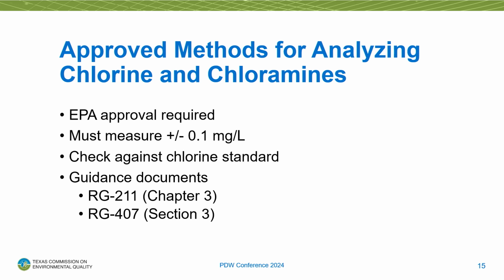So these are the minimum requirements for analyzing chlorine and chloramines. Make sure you've got your EPA-approved methods. Make sure that you're measuring plus or minus 0.1 milligram per liter. Check against the chlorine standard, and you can find more information about these in the RG documents provided.